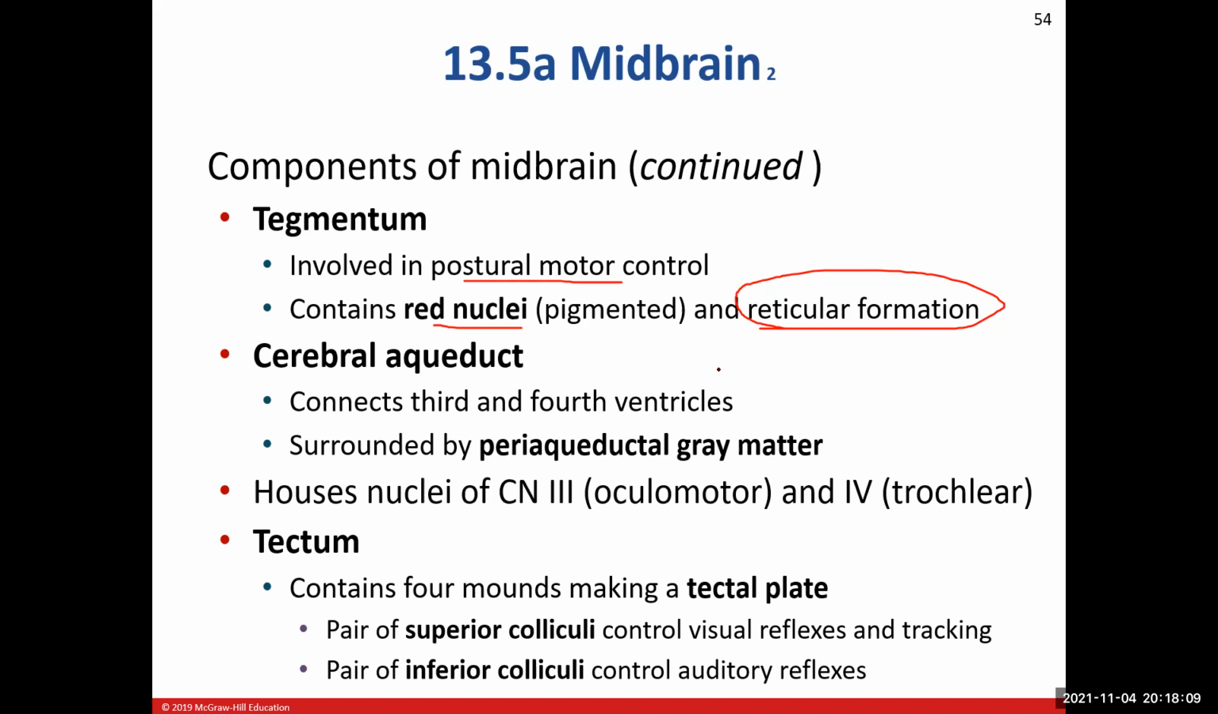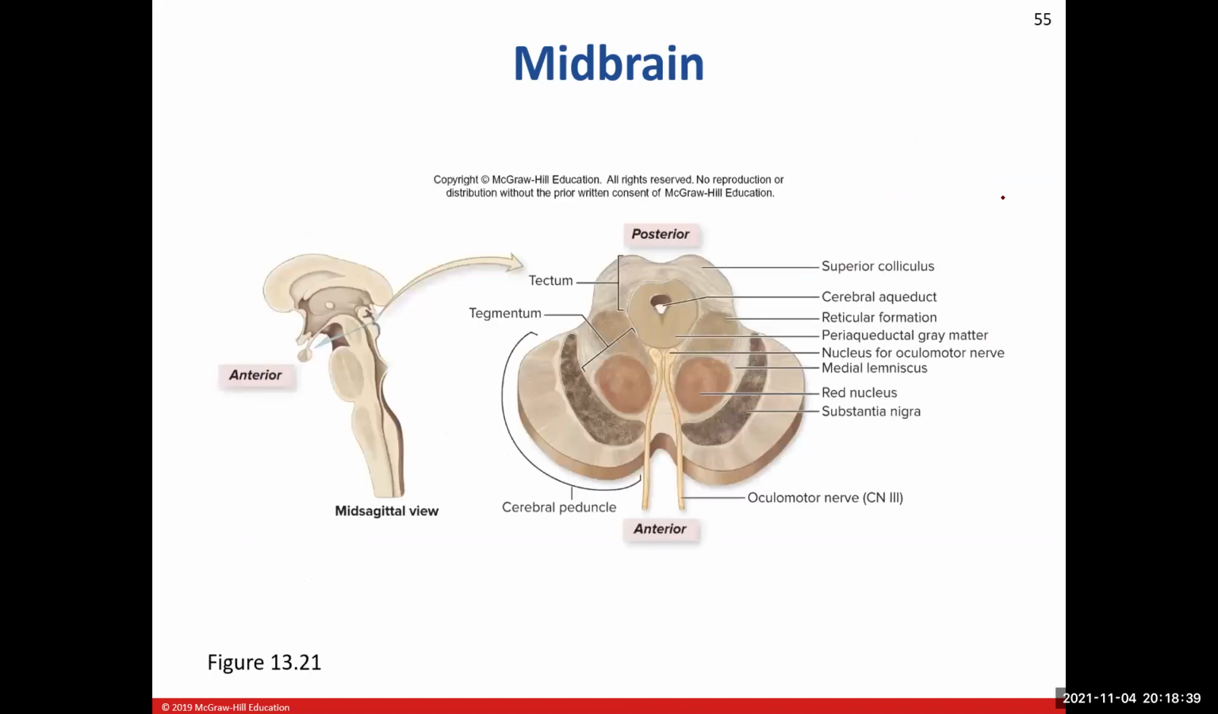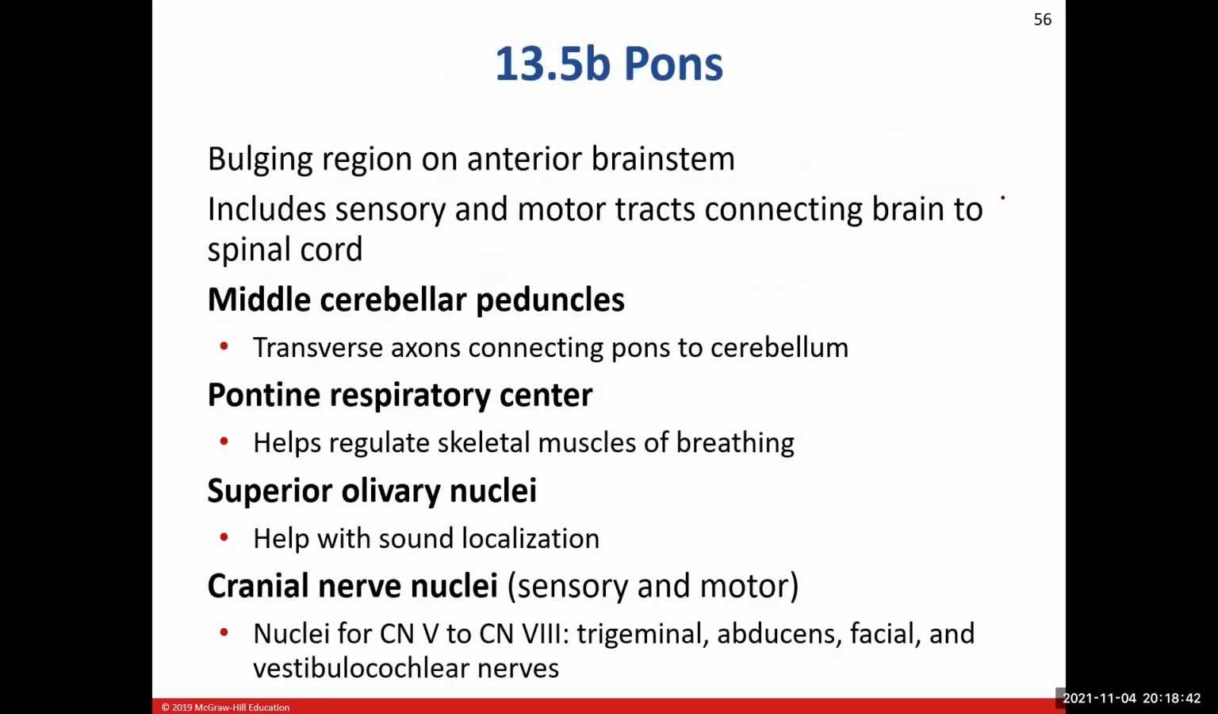And then most posterior on the midbrain here, right, we'll see the tectum. And when we're looking at it right from the posterior view, it'll look like this kind of configuration. You'll see this kind of square looking structure with 4 bumps on it. The top 2 bumps are known as the superior colliculi, and they deal with visual reflexes and tracking. The inferior colliculi have to do with auditory reflexes, like someone saying, hey, what's going on? And you turn to see who it is. All right, so here we can see all those structures. We already saw that in lecture.